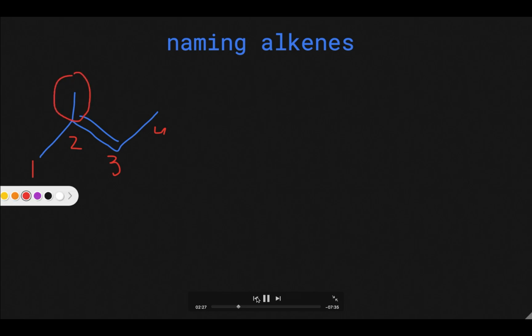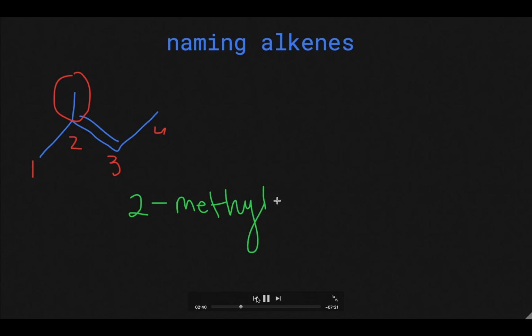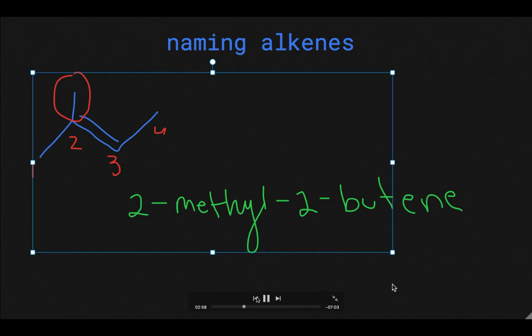And finally, we're going to put our name together. So here, the substituent is at 2. This is a methyl group. The double bond is at the number 2 as well. This is 4, so it's going to be with the prefix but. And once again, we're going to finish off with that ending ene. 2-methyl-2-butene. Let's move on to example number 3.